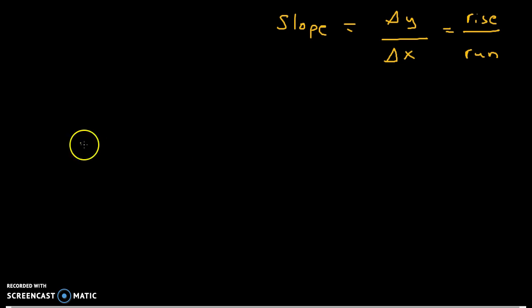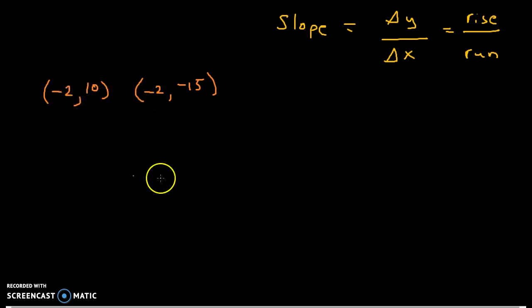Okay, so let's do a couple more problems that involve slightly different techniques. I want to do a quick refresher. Let's say I gave you two different points. Let's say I gave you the points (-2, 10) and the other point would be (-2, -15). Let's just try this for a second. The question is, given these two points, what would be the slope of the line that connects them?